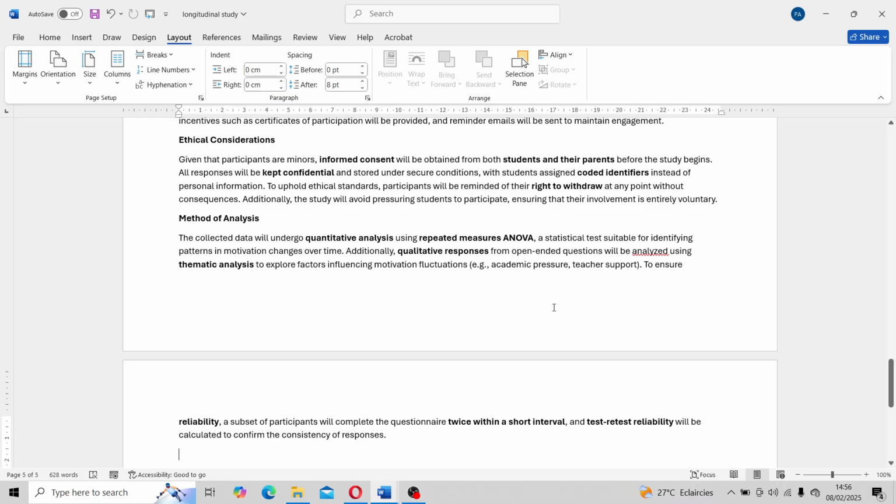All right, now to ensure reliability, a subset of participants will complete the questionnaire twice within a short interval. All right, and test-retest reliability will be calculated to confirm the consistency of the response. So you can pick few students to actually do the test again. All right, so to ensure that there is reliability, all those things, all those plans basically depend on you. All right, so it depends on your level of creativity. All right, so that is it.